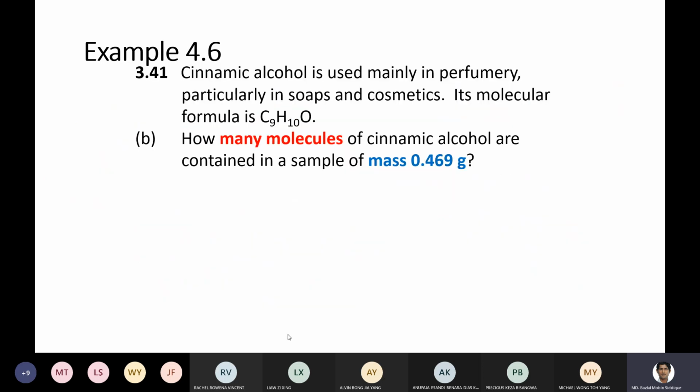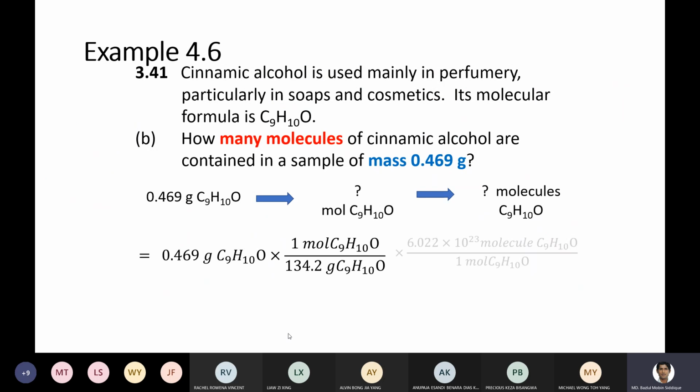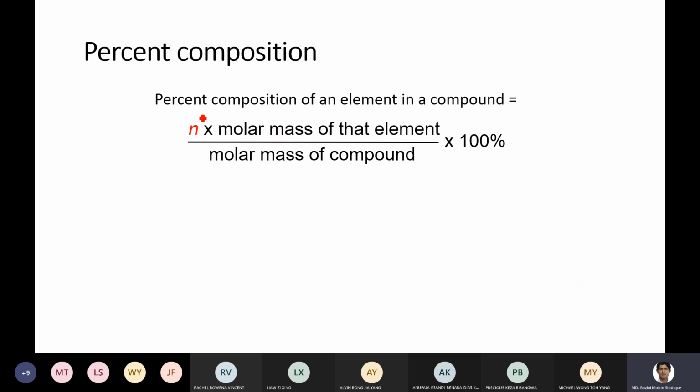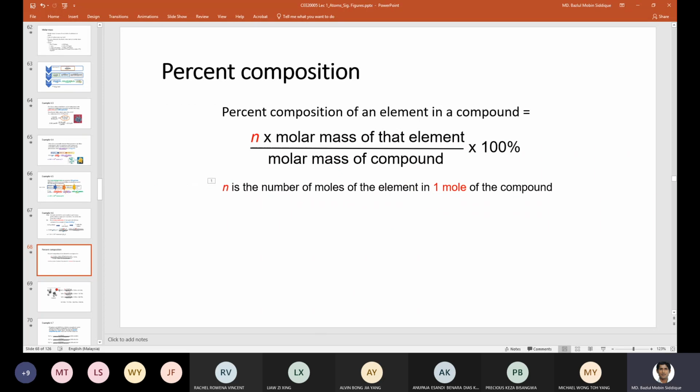We'll find it. Okay, so there are some other examples, 4.6, and then percent composition. I will talk about it a bit, and then I will go directly to the structure of the atom with the electrons and the orbitals and all those things. So far, do you have any questions? Anyone?